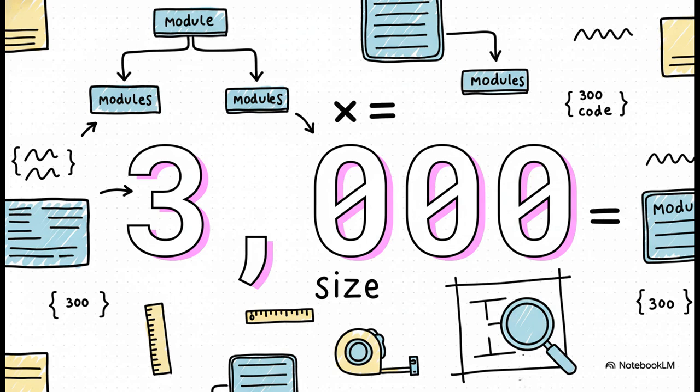And this is exactly how teams use it for planning. Imagine you're starting a new project. You think it's going to have about 10 different modules. And based on your past experience, you guess each module will be roughly 300 lines of code. You just do the quick math, and boom, you've got an estimated size of 3,000 lines of code. Now you have a number you can actually work with.